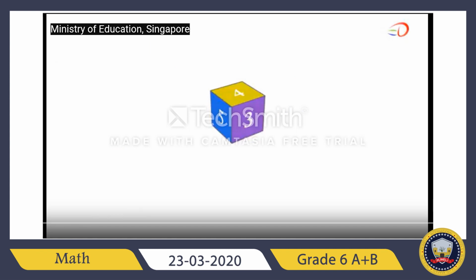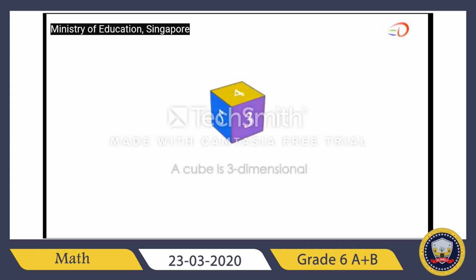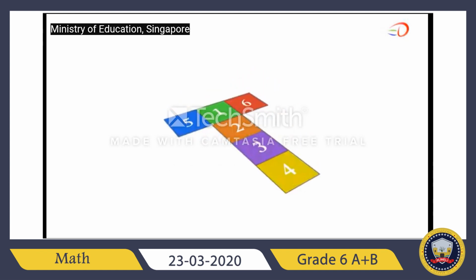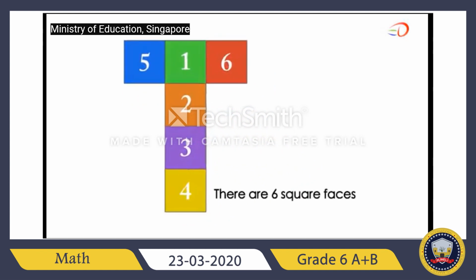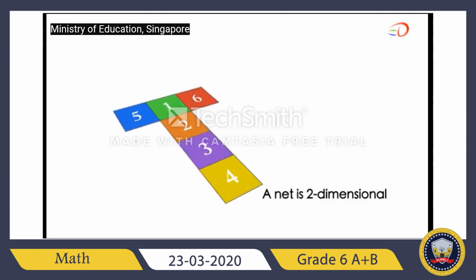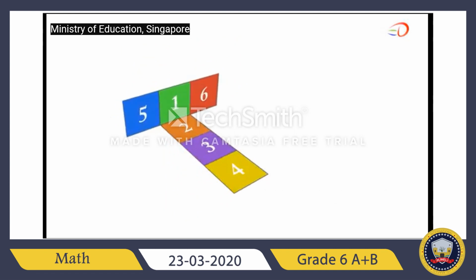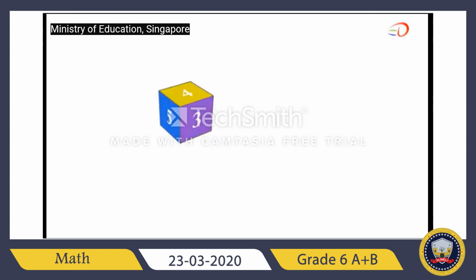What is the net of a cube? A cube is three-dimensional. If we open up a cube and lay it flat, we'll see that there are 6 square faces. 1, 2, 3, 4, 5, and 6. This is a net of the cube. A net is two-dimensional. It can be folded to make a three-dimensional cube.